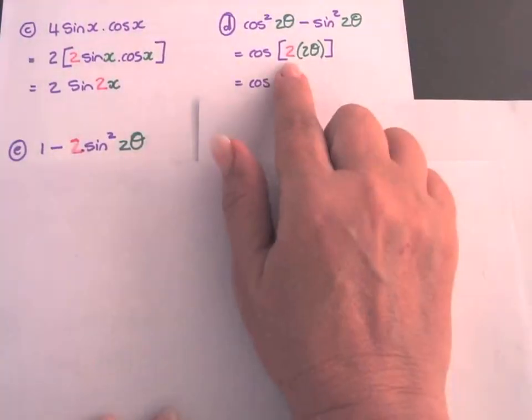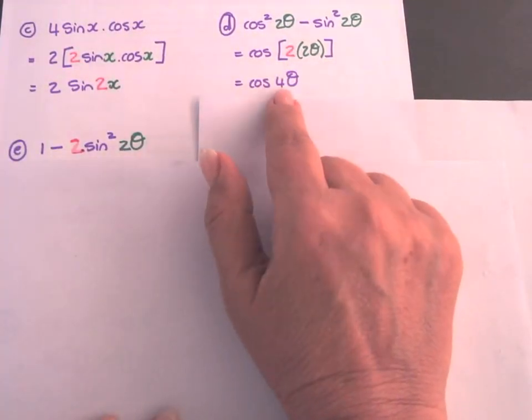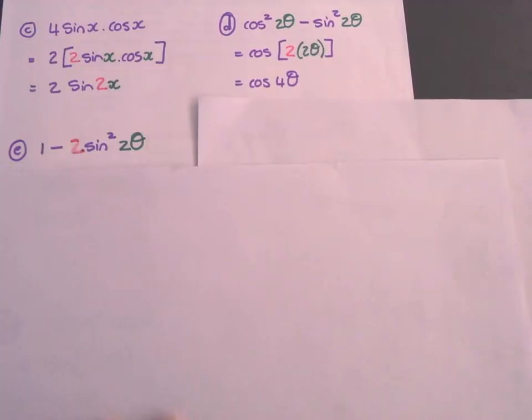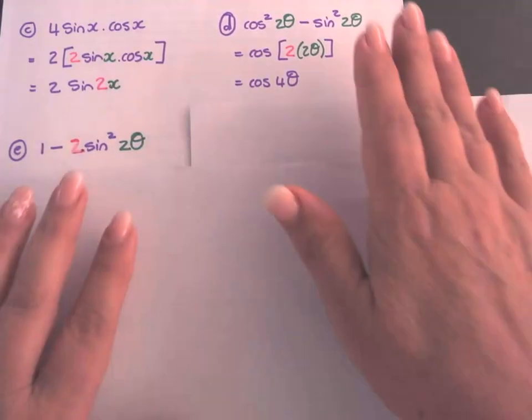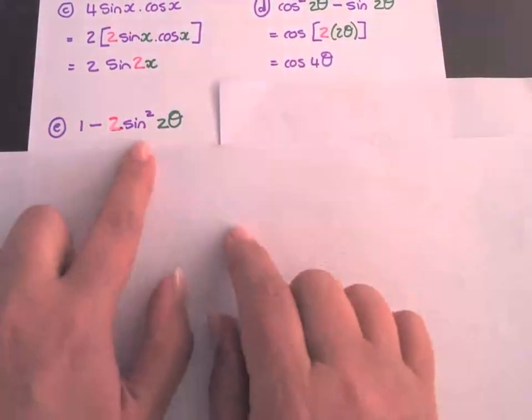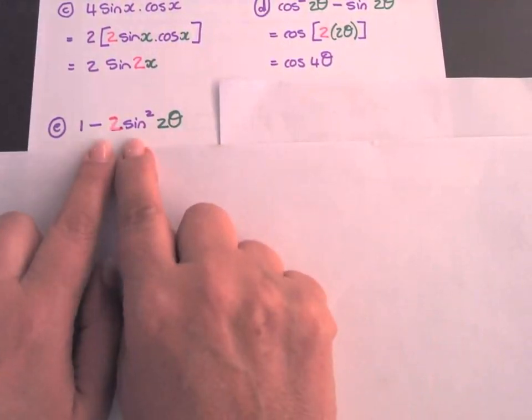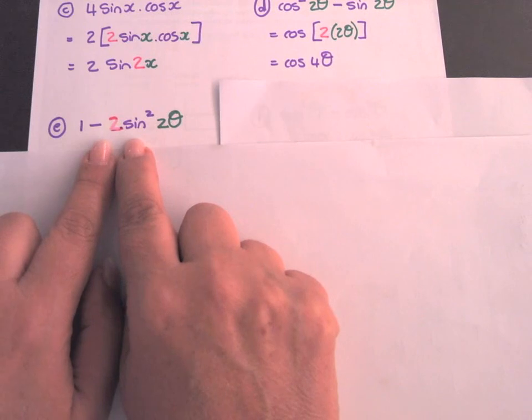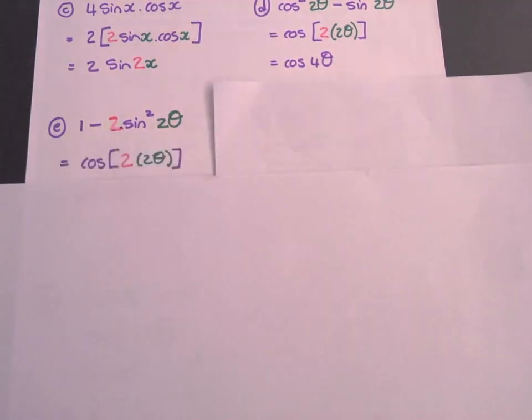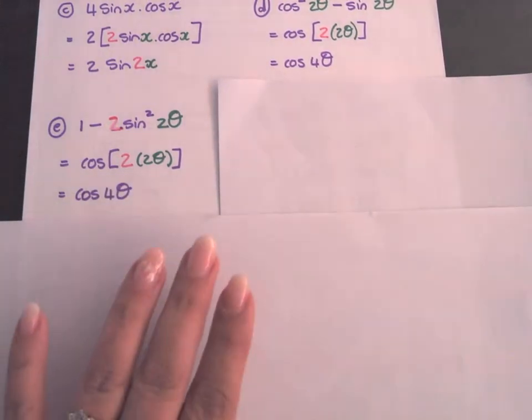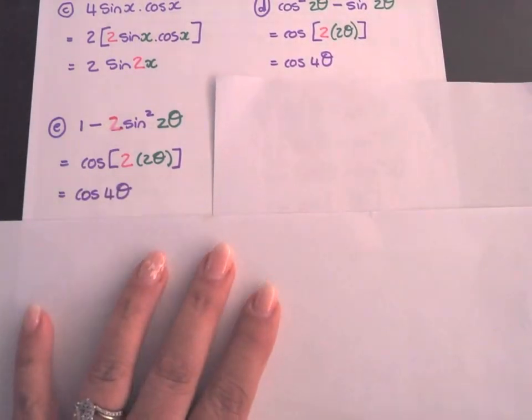Alright, so this 2 times 2 theta becomes 4 theta. The next one is a 1 minus 2 sine squared. Which double angle is this? Cos. So it must be cos 2 times what? 2 theta. 2 times 2 theta. And then you get cos 4 theta. So these are all just identities. You must just be able to see them.